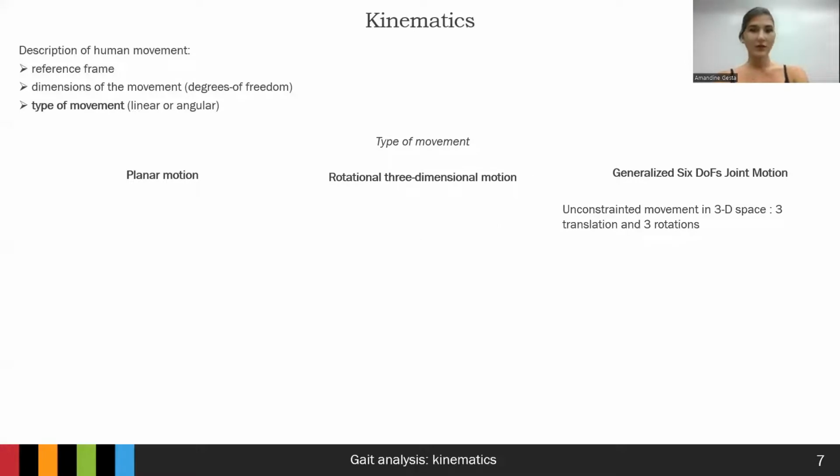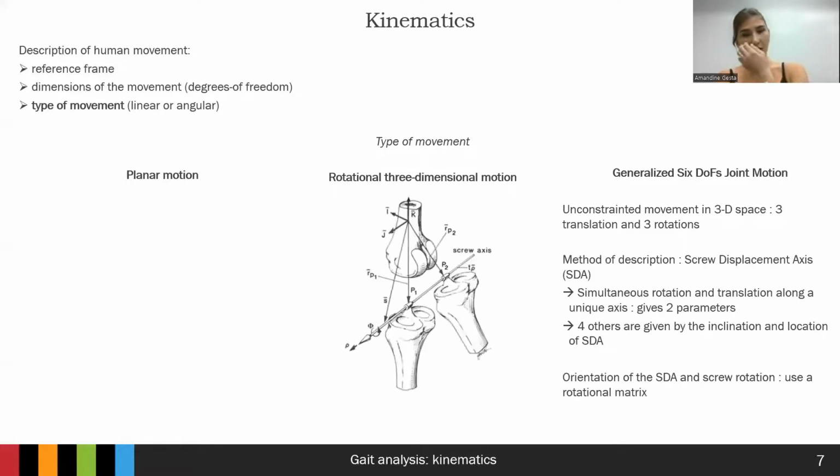So the last motion would be the generalized 6 degrees of freedom joint motion, which is in fact the unconstrained movement in 3D space. So you will have free translation and free rotations. The method to describe this motion would be to use the screw displacement axis, which is in fact the axis that defines at the same time the rotation and translation along a unique axis.